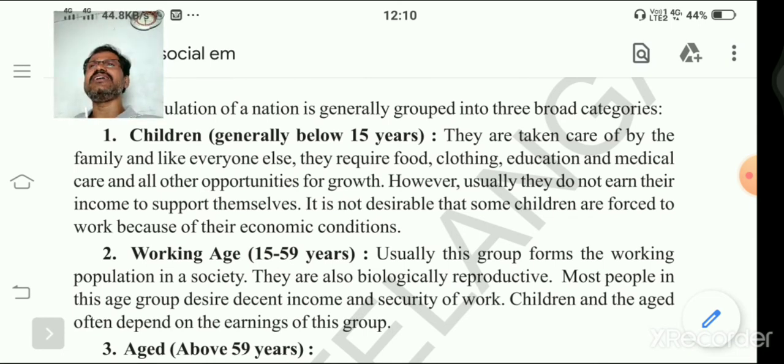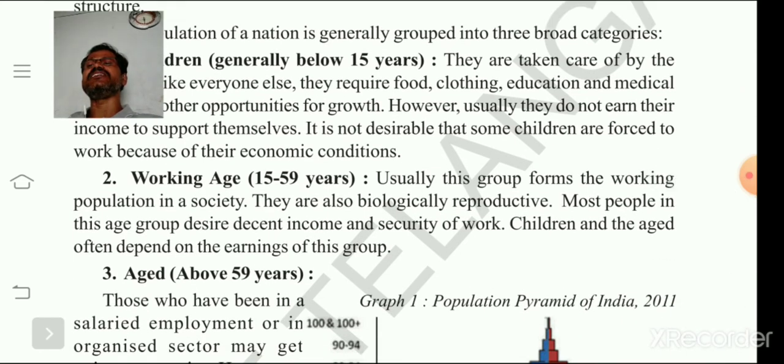So if we find much population in the working age, that would be good because it indicates the national income. They are very essential for the development of the nation. Understand? So who are called working age? People above 15 and below 59 years. This is the second age group in the age structure.